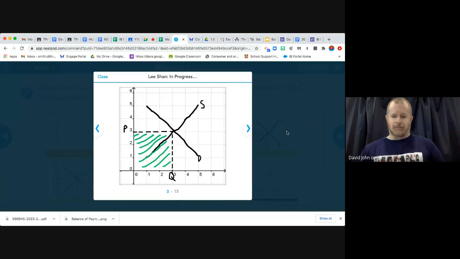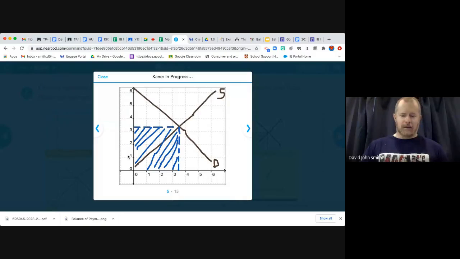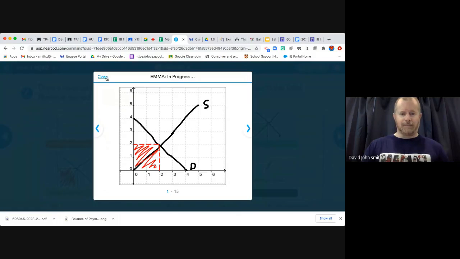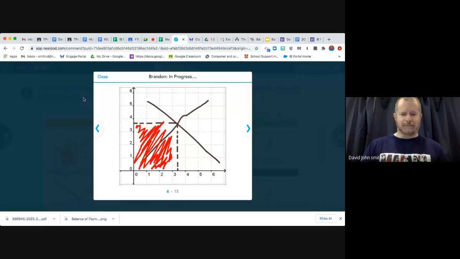All right, just like that. That's all I want you to be able to do. Because if you can work out one revenue box, you should be able to work out two revenue boxes, three revenue boxes. Well done. That's exactly right.